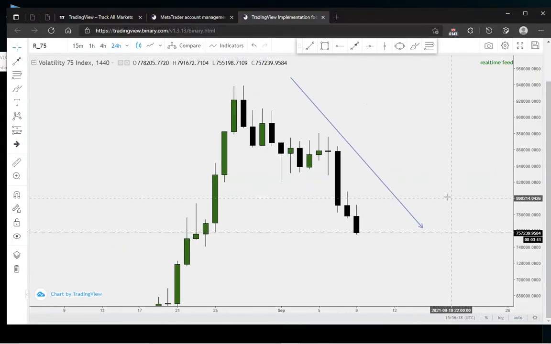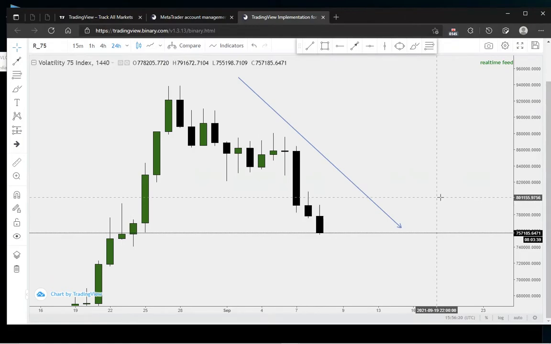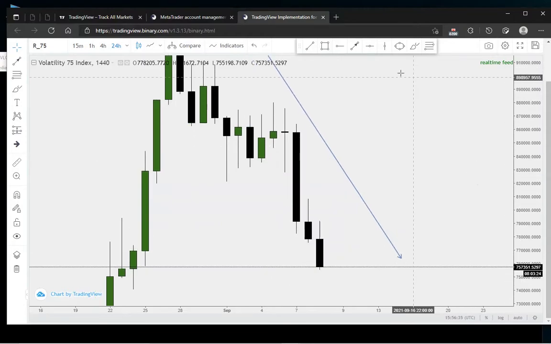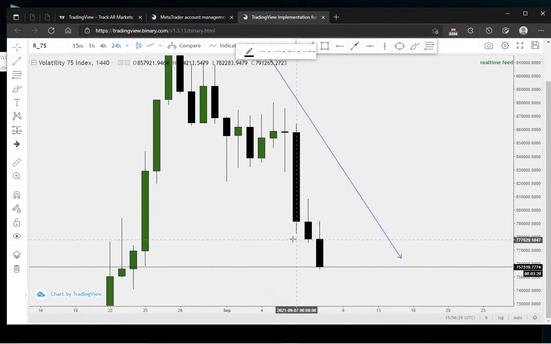Then I look at the previous day close. That's how I try to enter into the market. So for instance, if I want to spot my previous daily close, this is how I do it. Let's look at the previous daily close of this market.